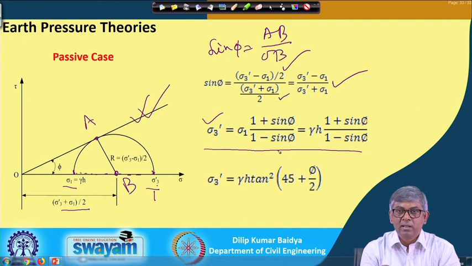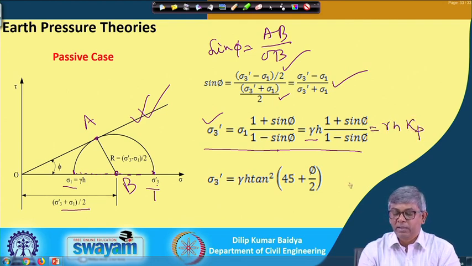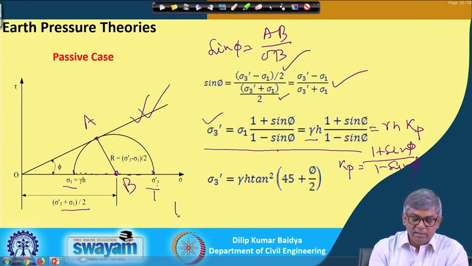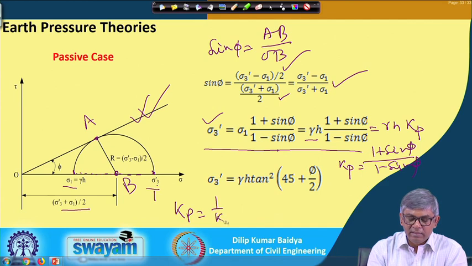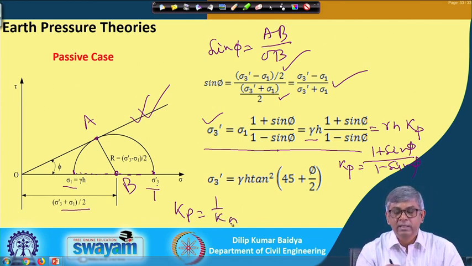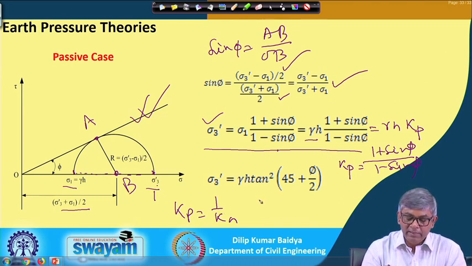You can see this, and that means sigma 1 is nothing but gamma h, and this can again be written as gamma h K_p, where K_p equals (1 plus sin phi) by (1 minus sin phi). Now, we can see that K_p is nothing but 1 by K_A. This is also very easy to remember: the relationship between K_p and K_A is that K_p is the inverse of K_A.